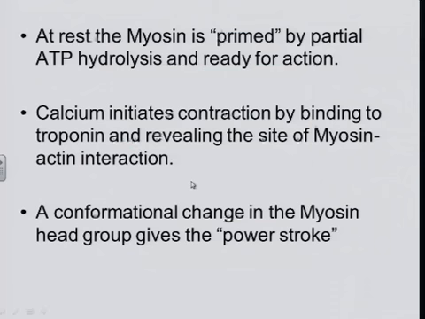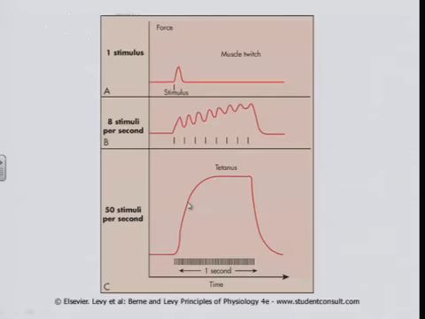So partial hydrolysis keeps it primed and ready for action. Think about it. That's a good thing for muscle contraction. You want it to be ready to contract when it's ready. And calcium is what initiates it by relieving suppression of it. So if it's unsuppressed, it'll just go and it'll work. But calcium has to be present because otherwise it'll be inhibited. And a change in conformation of that myosin head group is what provides that power stroke. So that's how an individual protein works and myofibrils work and how they're coordinated.